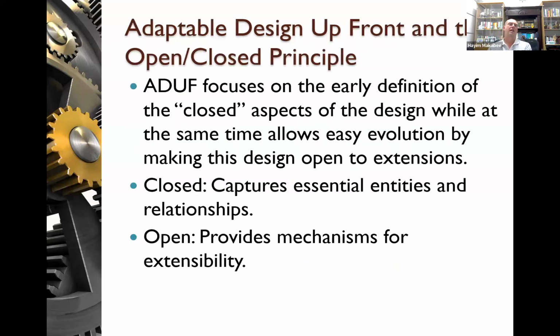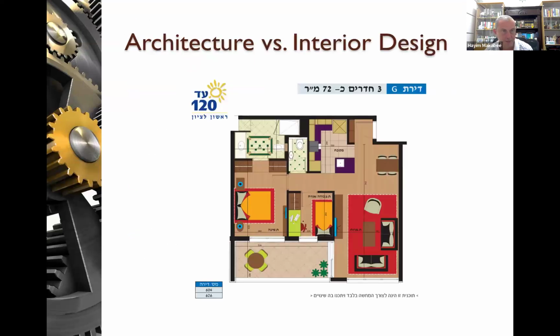So how is adaptable design up front related to the open-closed principle? We focus on the early definition of the closed aspects of the design, and at the same time, we enable evolution by making this design open to extensions. This is the goal. We want to separate what should be closed and what should be open. The closed aspects are the essential entities and relationships, and the open aspects are mechanisms. I introduce to my system mechanisms to enable extensibility. Okay, I plan these mechanisms.